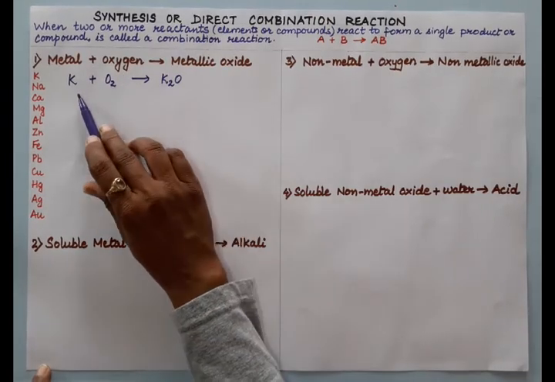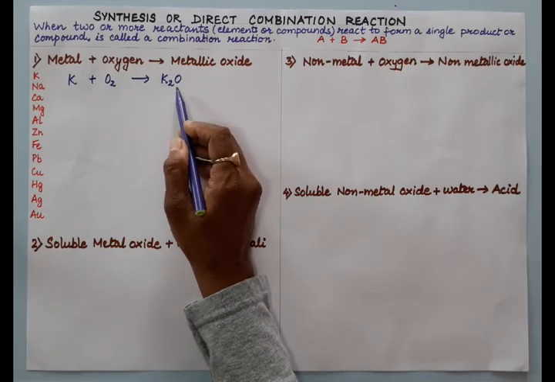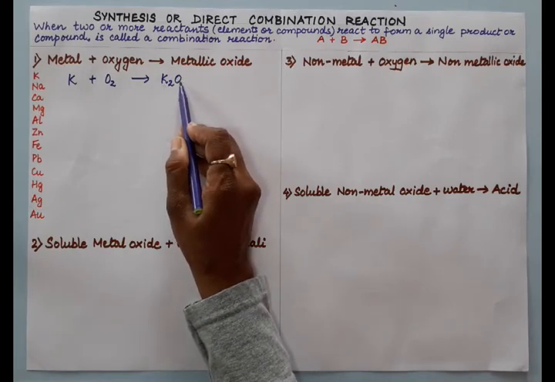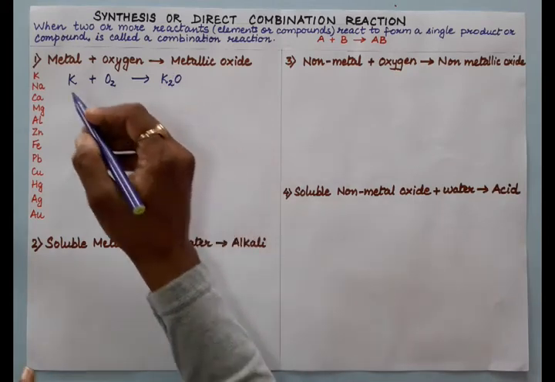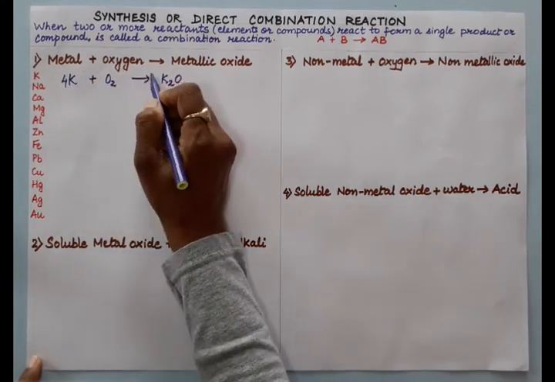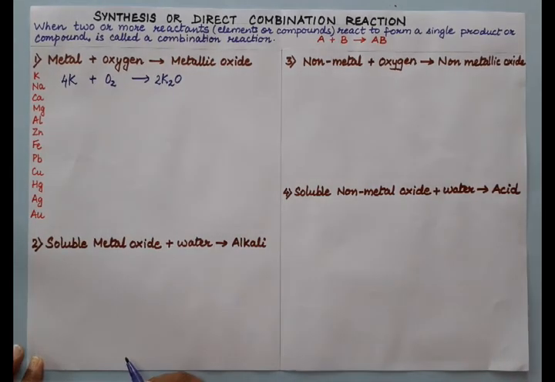The second step is to form the formula. Once you know that metal reacts with oxygen, you get metal oxide. Form the formula on the basis of valency. K is 1 plus, O is 2 minus, so interchange and form the formula. And the third step is to balance the reaction. So in this manner it is a complete reaction.